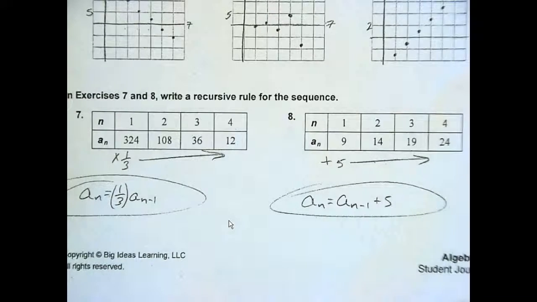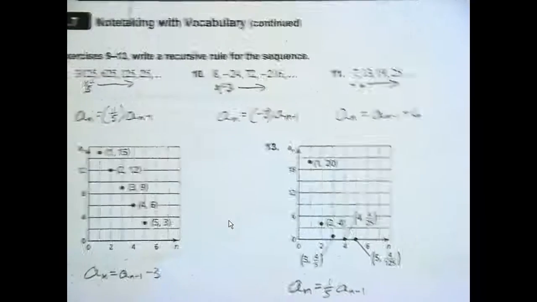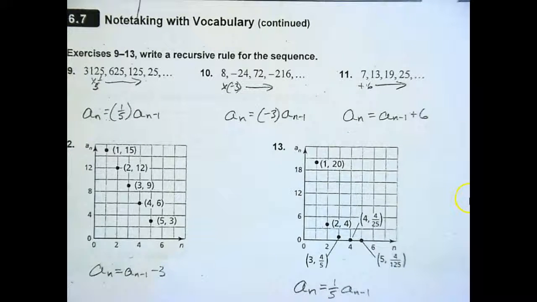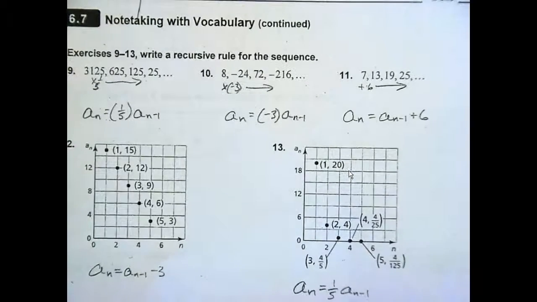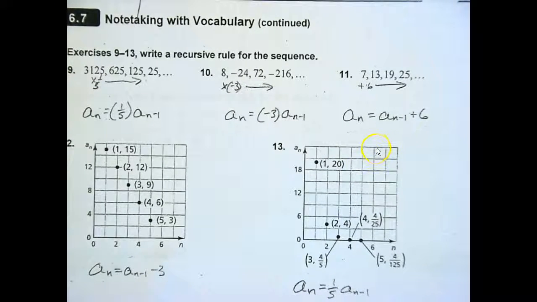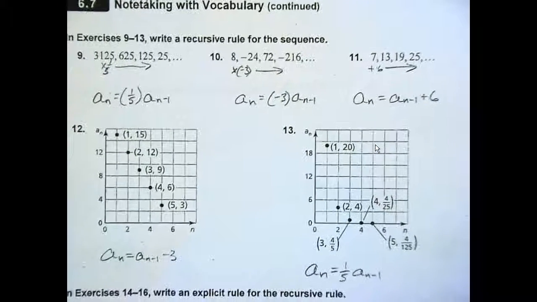All right. Number 9. A sub n is equal to 1/5 a sub n minus 1. I think we did that one as a class. Number 10, a sub n is equal to -3 times a sub n minus 1. And number 11, a sub n is equal to a sub n minus 1 plus 6. Number 12, a sub n is equal to a sub n minus 1 minus 3. And number 13, a sub n is equal to 1/5 times a sub n minus 1. Tell your neighbors how you did on 9 through 13.